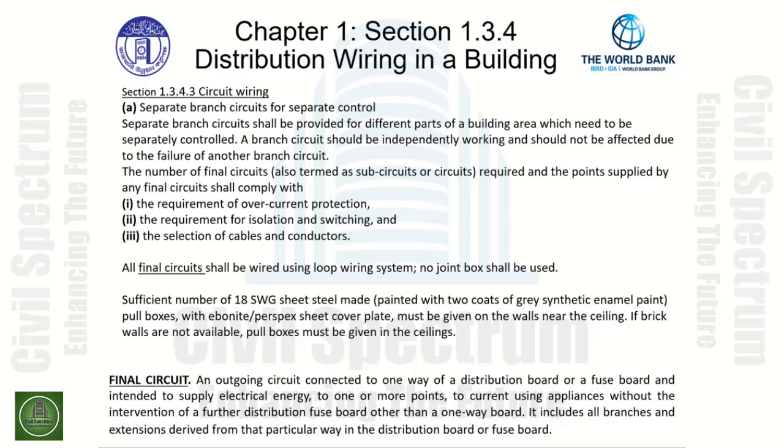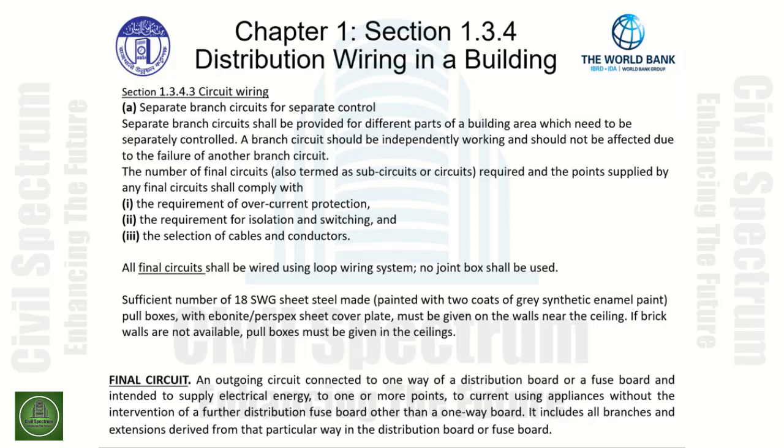The number of final circuits, also termed as subcircuits or circuits, required and the points supplied by any final circuit shall comply with the following items. Item 1, the requirement of overcurrent protection, the requirement for isolation and switching, and the selection of cables and conductors. All final circuits shall be wired using loop wiring system. No joint box shall be used.